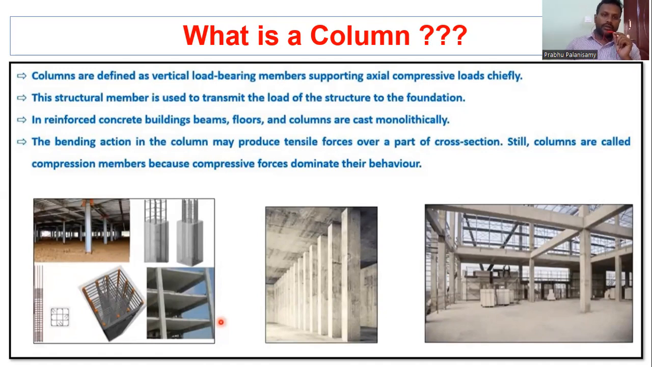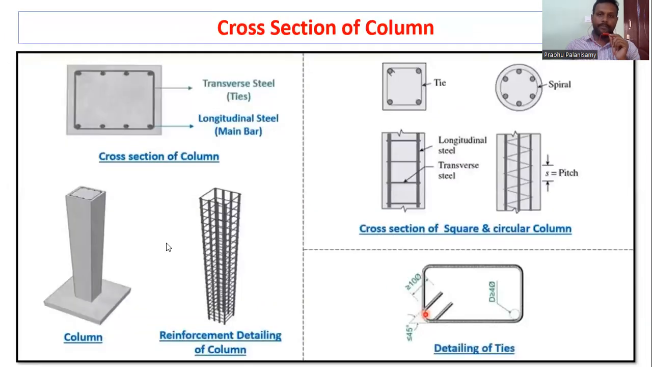In reinforced concrete buildings, beams, floors, and columns are cast monolithically. I've already seen this, and this is a small intro about the column. Let us have some pictures here about the column in the field, and it's connecting with the beams on the column, and below the footing, above the footing. And let us see some of the cross sections of this column.